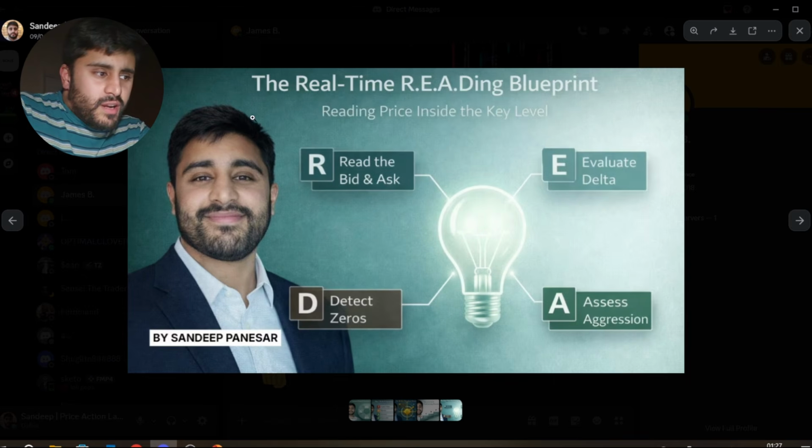So when it comes to reading price action, right? It comes down to the real-time reading blueprint. And so the word read, of course, is very important. That's why I've put it into an acronym so you can remember. And the phrase real time is important, right?